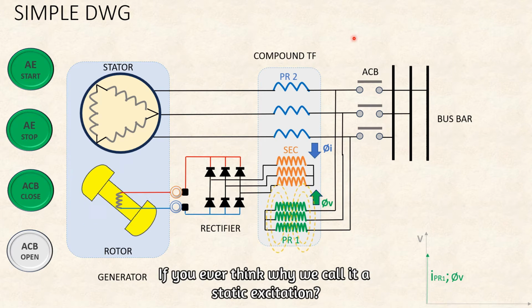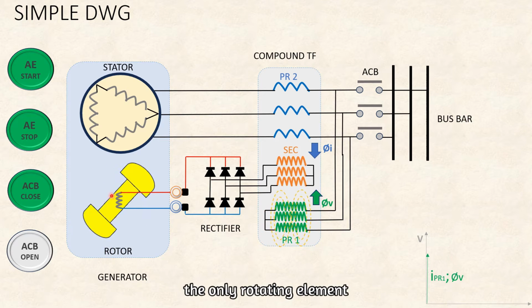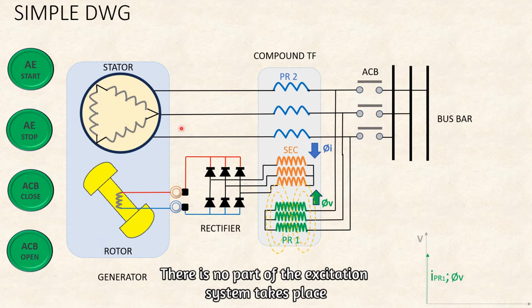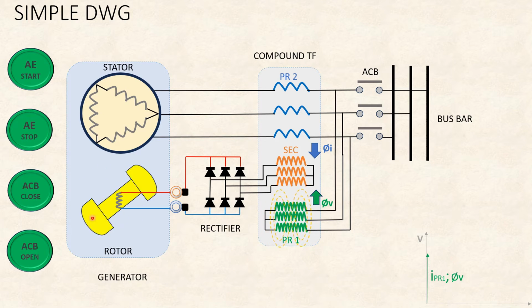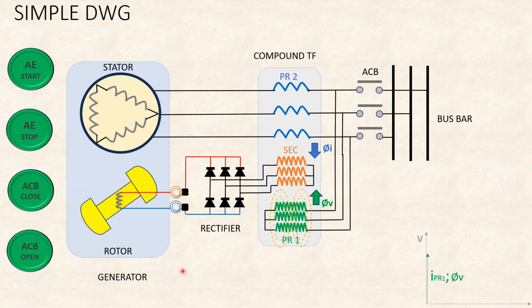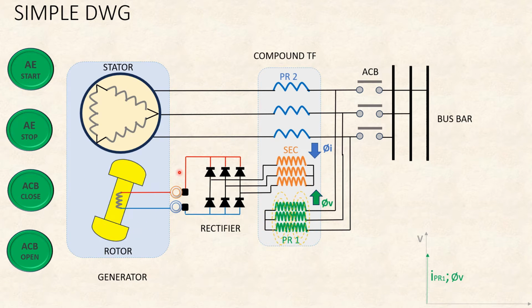If you ever wonder why we call it static excitation, the reason is that the only rotating element is your main field winding. No part of the excitation system takes place in the rotary mechanism. Basically, your excitation part is stationary, so we call it static excitation. In this arrangement of the diagram, we have used two sets of slip rings to feed your main field winding.